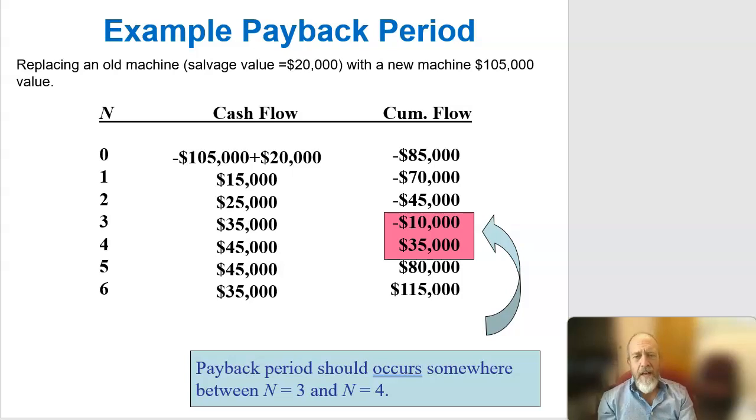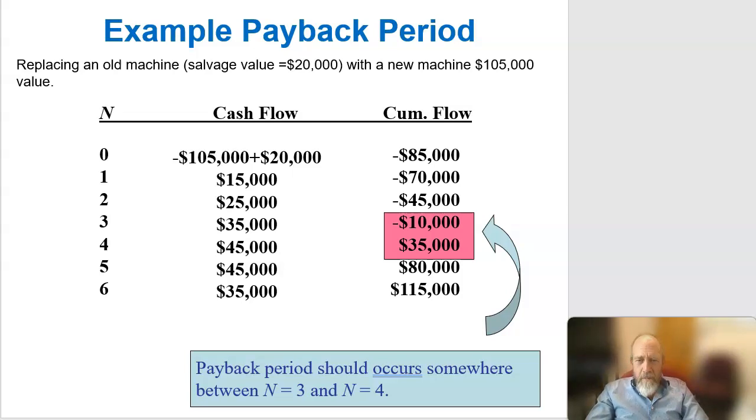And you can see that between 3 and 4, you go from negative to positive. So your payback period is somewhere between years 3 and 4. Well, again, that's not including any level of discounting for the interest rates. You might have to do that. You might want to do that.